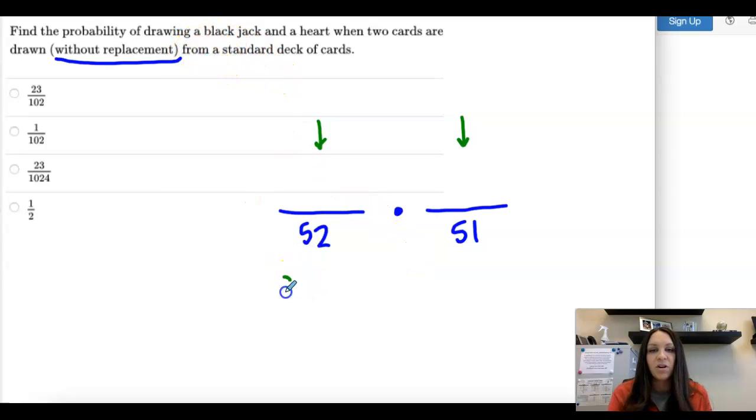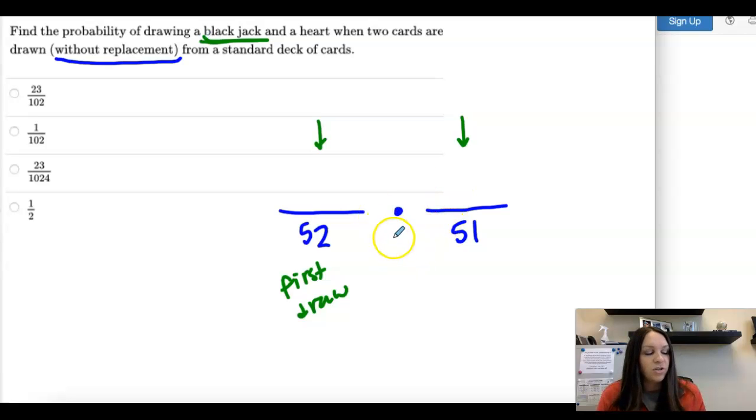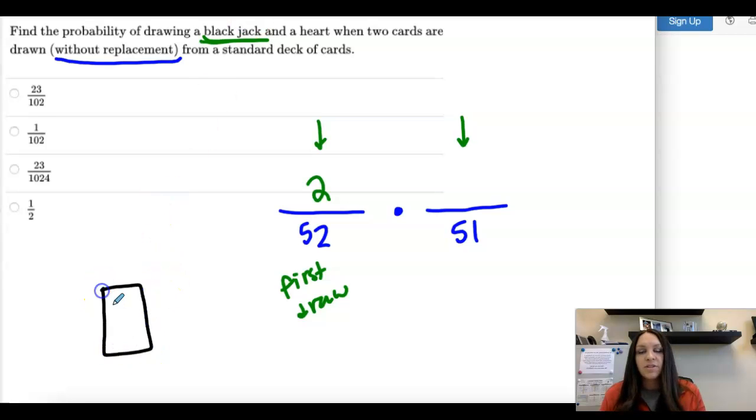So my first draw, I'm looking for a black jack. In a deck of cards, there's 4 jacks, 2 are red and 2 are black. So there's 2 cards that I'm looking for, 2 out of 52. And I'm going to draw this card. So I have a jack, it's black, it's either a club or a spade. Now there's 51 cards left in the deck, and I want a heart.